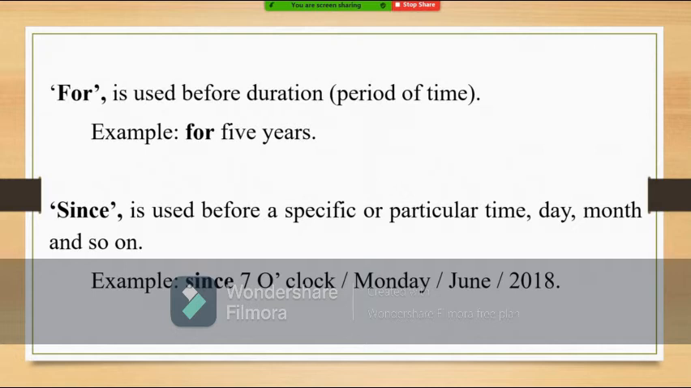After for, we have to write only the duration. That means for 5 years. I have been waiting for you for 2 days, or I have been waiting for your response for 3 days, or I have been waiting for you for 5 hours, 3 hours, like that. And after for, a number of time units should come: for 5 years, for 3 days, for 3 hours, for 3 months, for 5 years or 7 years, like that it will come.